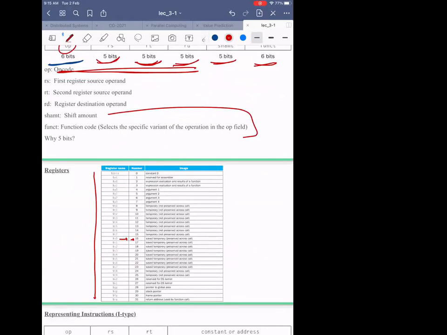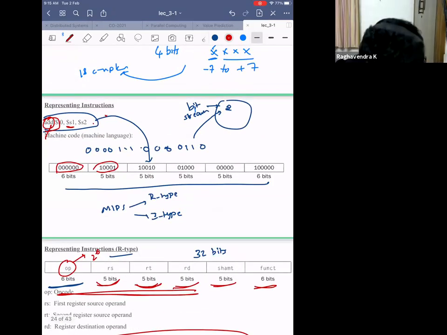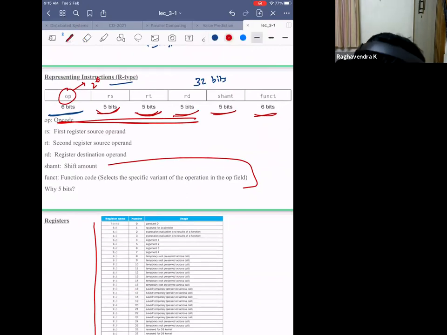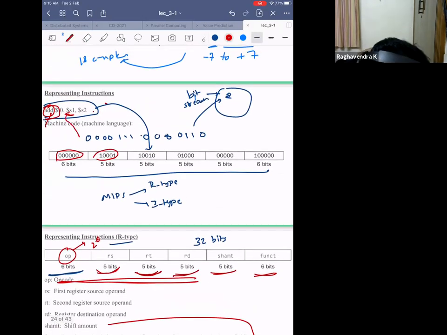Sir, source is S1, right? Source is S1. So it is 17. So I convert this 17 to 1001, right? So this is 16 plus 1, so 1001.